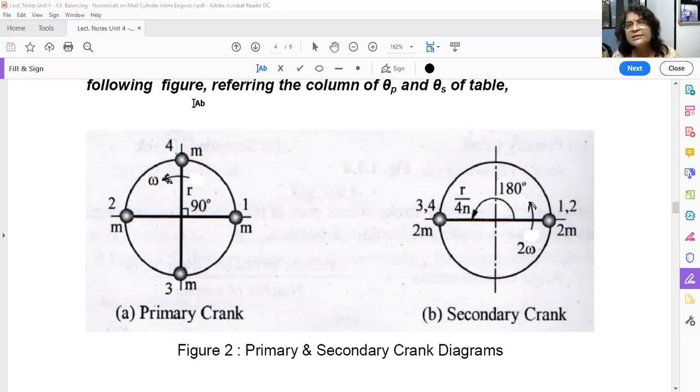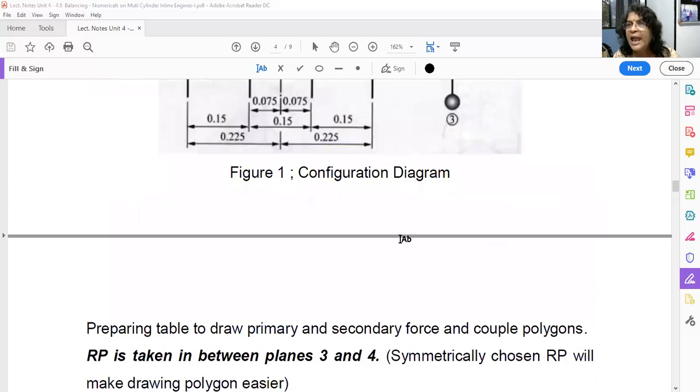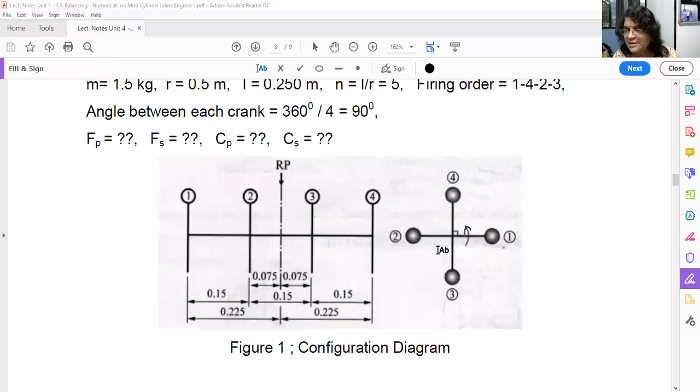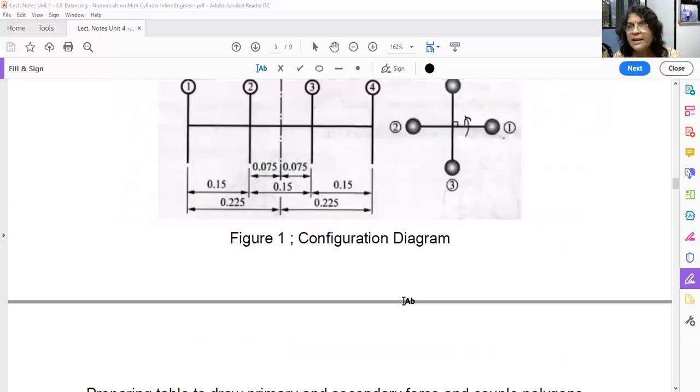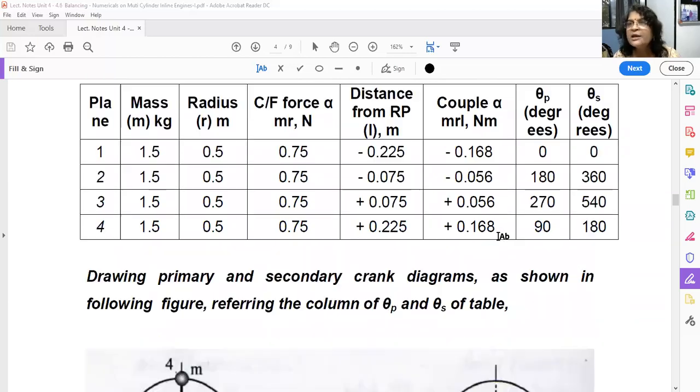Okay, now let us draw this primary crank diagram. See, this is nothing but your side view. This is the angular position of all the cylinders, that is all the planes. Same you have to draw here, or even if you don't draw this side view, you have to draw primary crank diagram based on these primary and secondary angles. Okay, so let us draw this primary crank diagram.